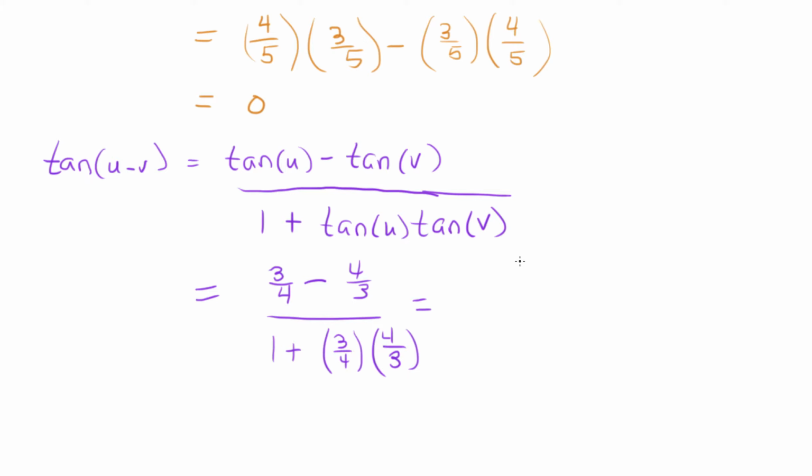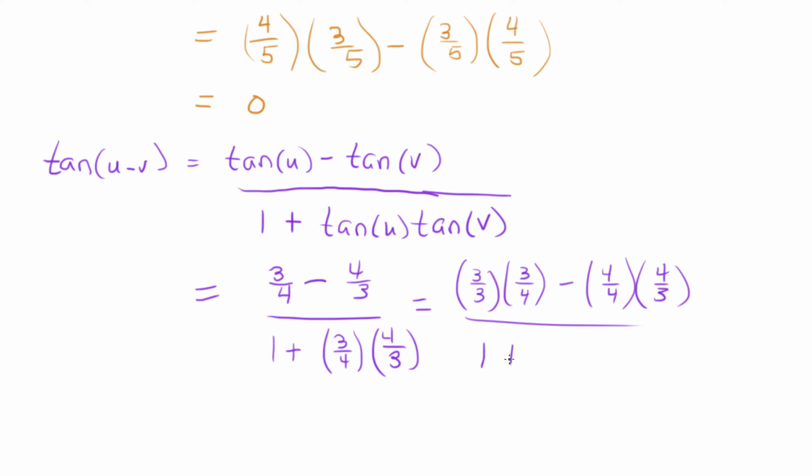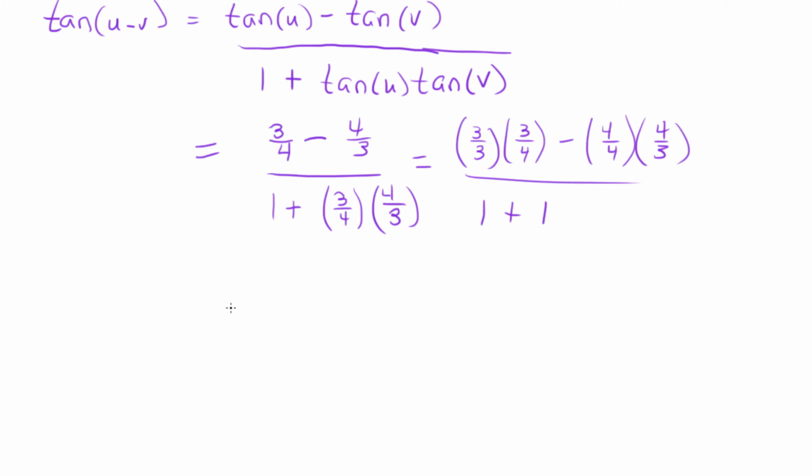Now, in order to subtract these two fractions, like always, we need a common denominator, which is 12. So we multiply by 3/3 times 3/4 minus 4/4 times 4/3 over 1 plus, well, 3/4 times 4/3 is 1, which is equal to, how do we multiply fractions? Across. So 3 times 3 is 9 over 12 minus 4 times 4 is 16 over 12, over 2. 9 minus 16 is negative 7 over 12 over 2.